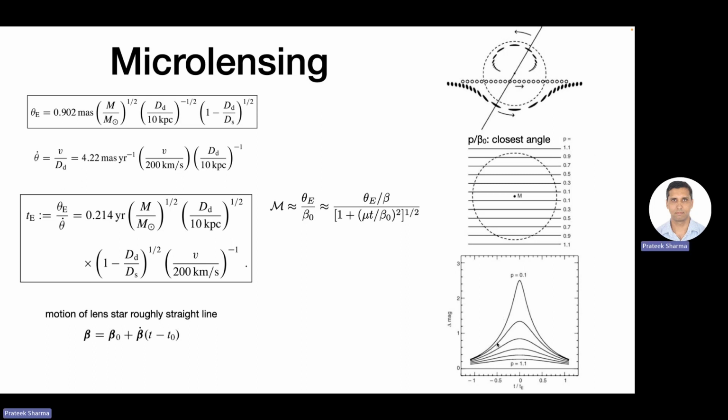Again, this one shows the light curve. Now, these are different impact parameters. If my star crosses here, it won't undergo so much magnification. But if it goes here, at beta equals 0.1 theta E, then you'll have this large magnification. And if it goes through the center, it will have an infinite magnification. But the probability of that is small.